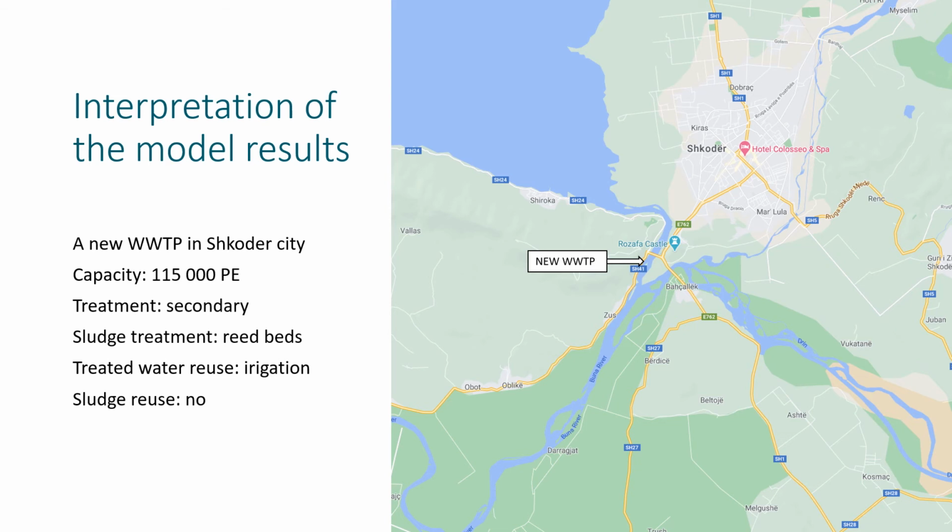Now let's see how the results of the model should be interpreted. Let's say we have a new wastewater treatment plant built in Skadar city with a capacity of 115,000 PEs, with a secondary treatment option with sludge treatment as reed beds. The water would be reused for irrigation, and there would be no sludge reuse.